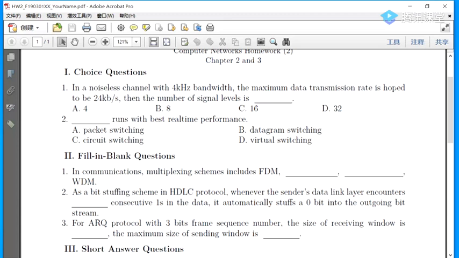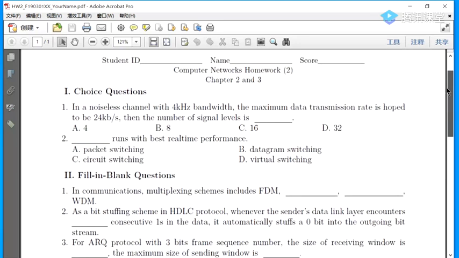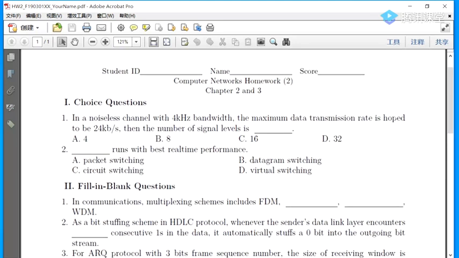And these questions will appear in the final examination. So I think the questions are important for improving the score of the final examination. That is why we spend some time to explain the homework.